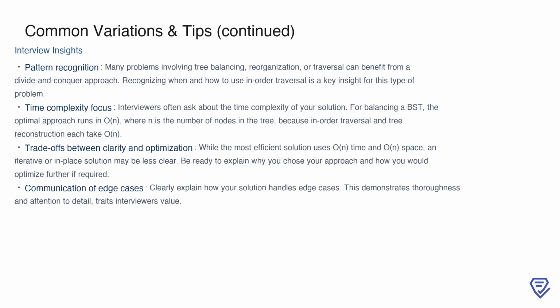It's important to communicate the trade-offs in your approach as well. While the most efficient solutions use O(n) time and space, iterative or in-place solutions might optimize space at the cost of clarity. Be ready to explain why you chose a certain approach and how it aligns with the problem's constraints. Lastly, don't forget to address edge cases explicitly in your explanation. Demonstrating that you've considered various scenarios shows interviewers your thoroughness and attention to detail.